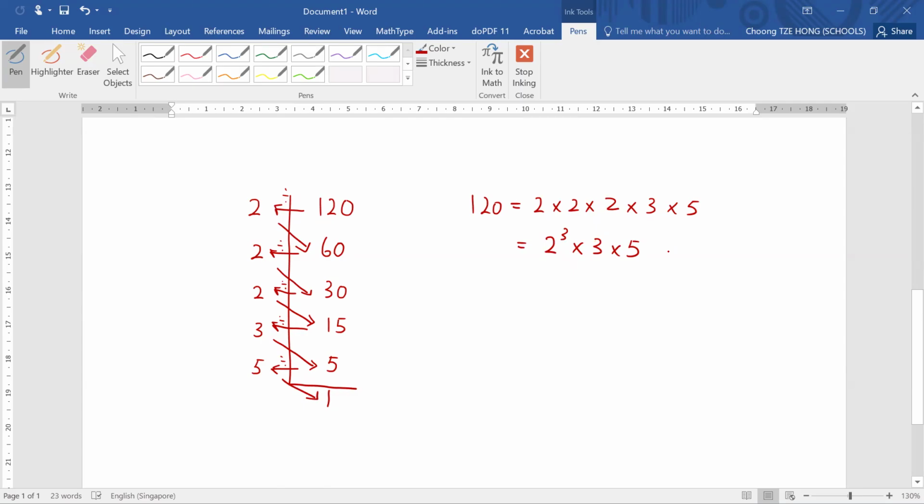This form where we express the answer like this is known as index notation. Typically in your exam, they would want you to express your final answer in index notation, so do take note of this. I hope this video has been helpful to you in enabling you to understand how to prime factorize a composite number using the successive short division method.